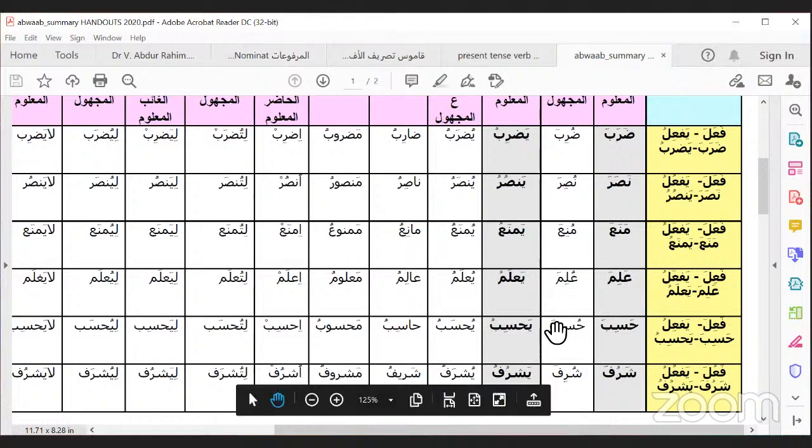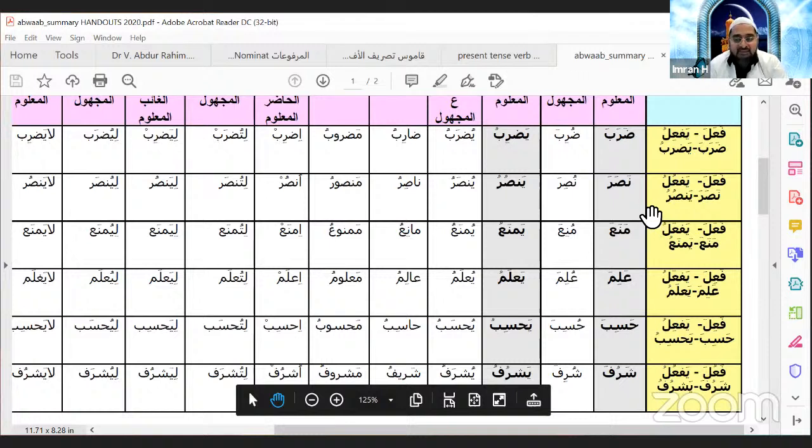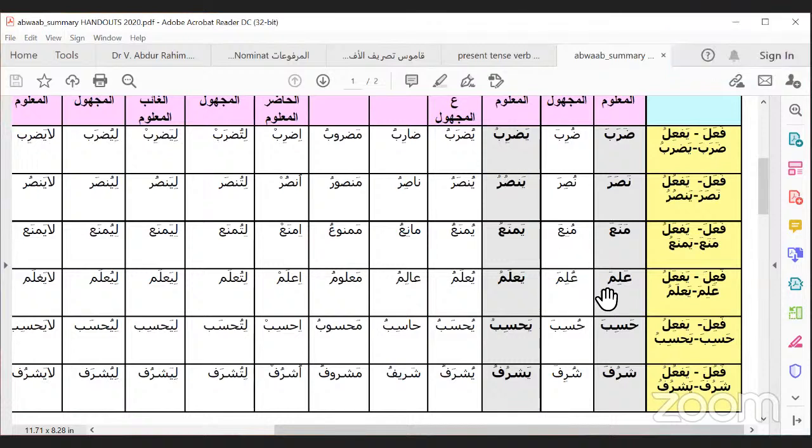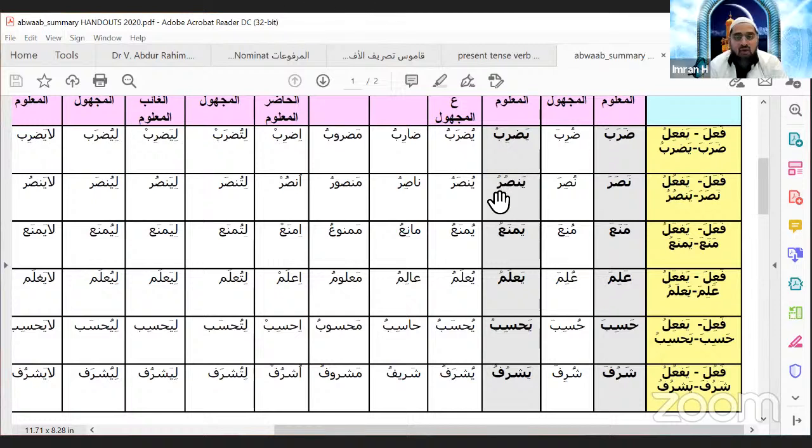When I say any verb, I mean a 3-letter verb. If a 3-letter verb's past tense has a fatha, like daraba, nasara, mana'a, its present tense has 3 options: kasra, dhamma, and fatha. Any verb whose past tense has a kasra has only 2 options, which is a fatha or a kasra.